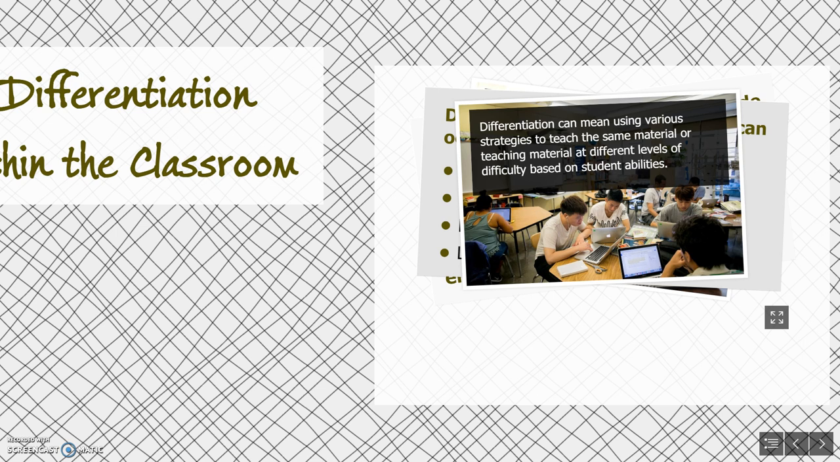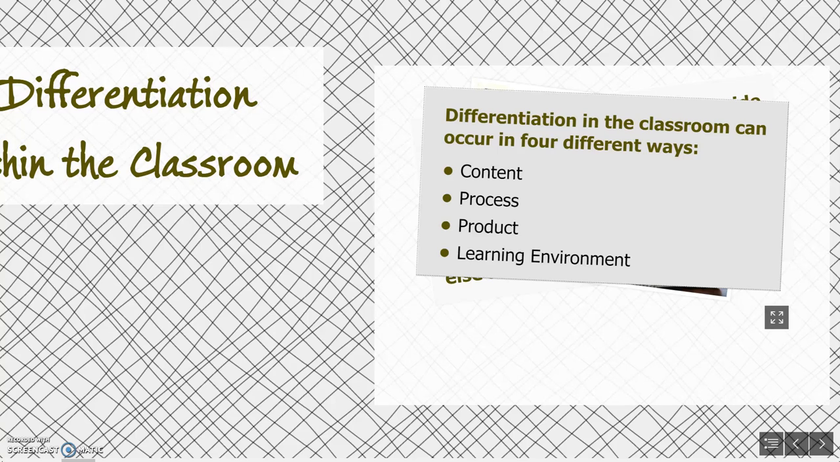Differentiation in the classroom can mean using various strategies to teach the same material, but it can also mean teaching material at different levels of difficulty based on student abilities. Differentiation in the classroom can occur in 4 different ways: through content, process, product, or the learning environment.